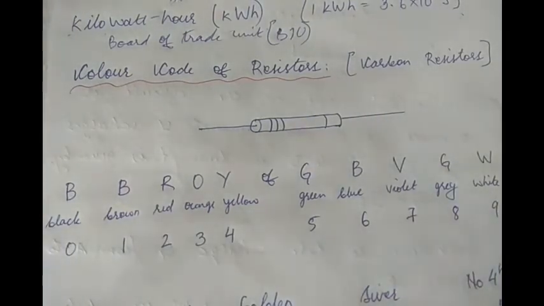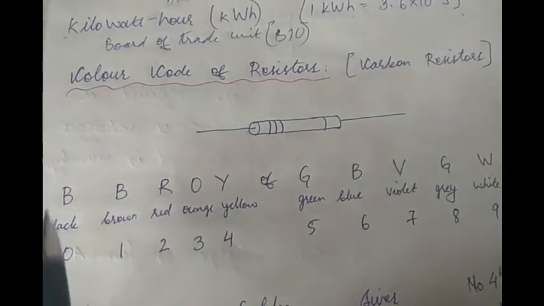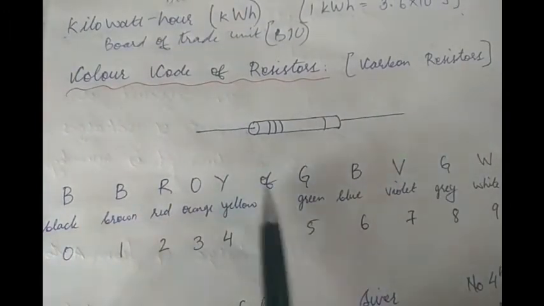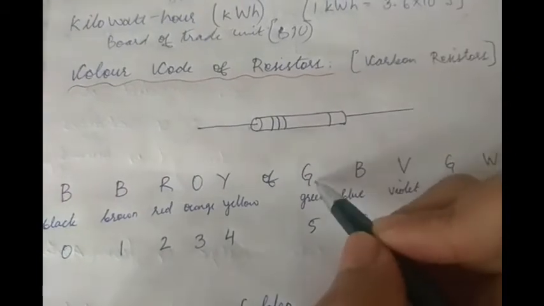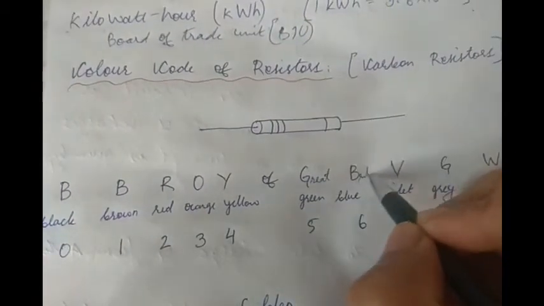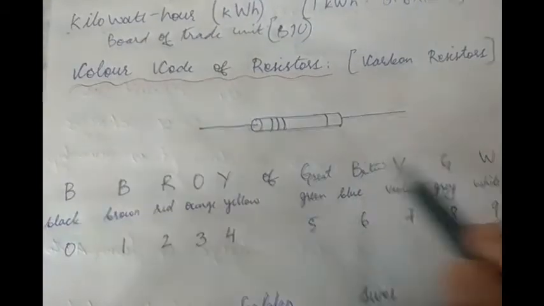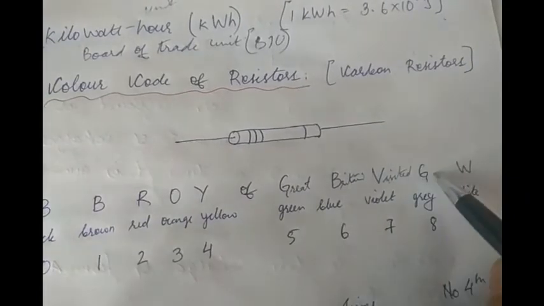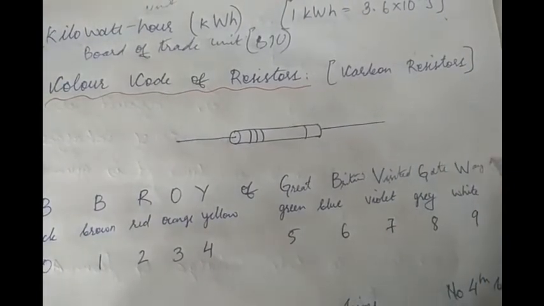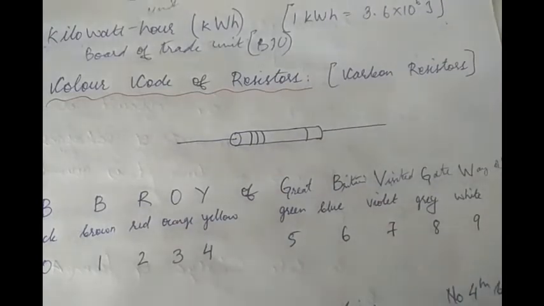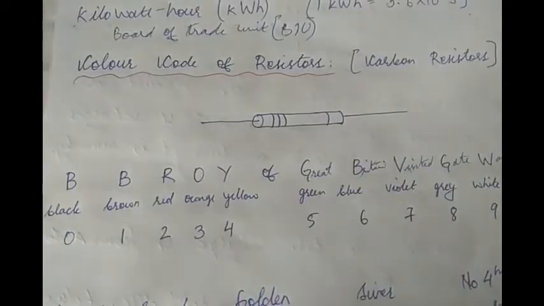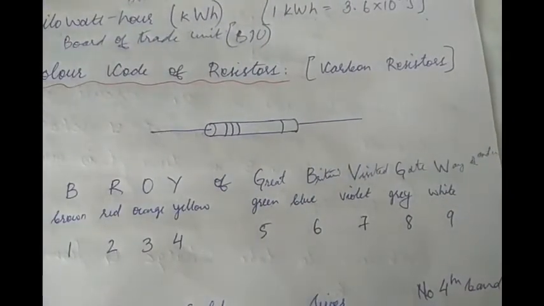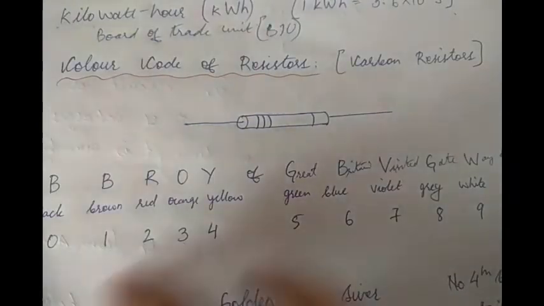use this mnemonic. There's a mnemonic which goes like this: B.B. Roy of Great Britain visited Gateway of India. Write that yourself. So it goes like this: B.B. Roy of Great Britain visited Gateway of India. This is the mnemonic that we use to understand the color code.